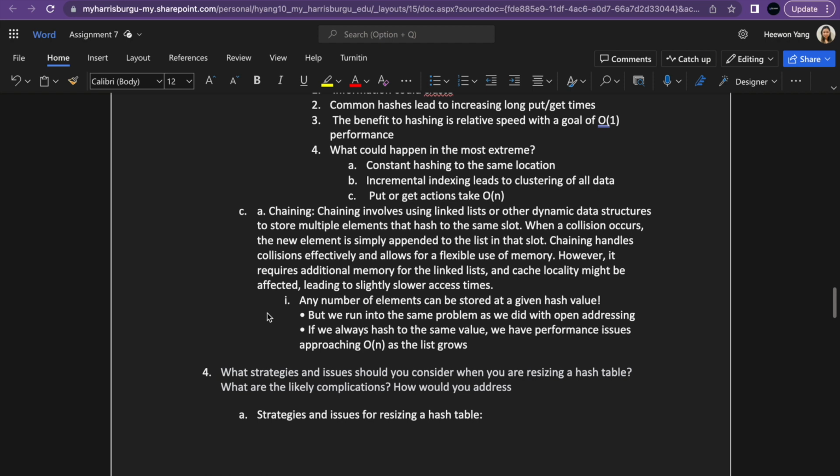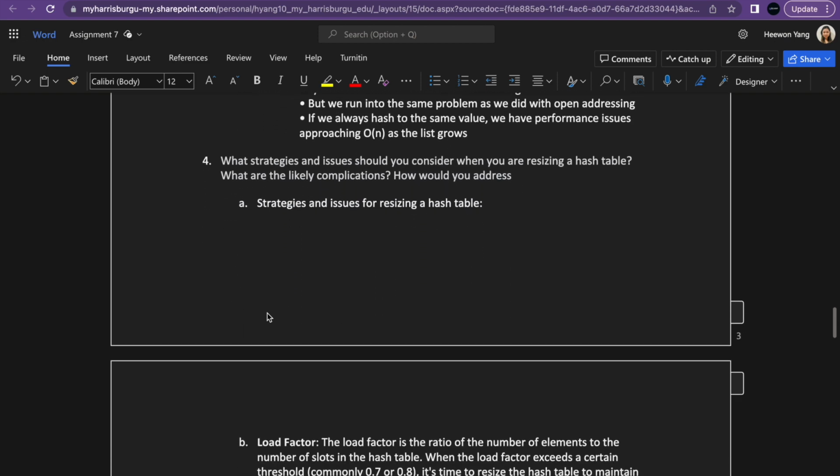Any number of elements can be stored at a given hash value, but we can run into the same problem as we did with open addressing, as discussed previously. If we always hash to the same value, we have performance issues approaching big O of n as the list grows. The last question that was asked was, what strategies and issues should you consider when you're resizing a hash table? What are likely complications?